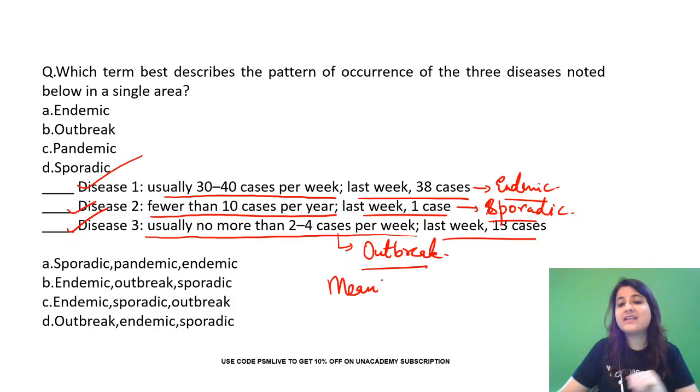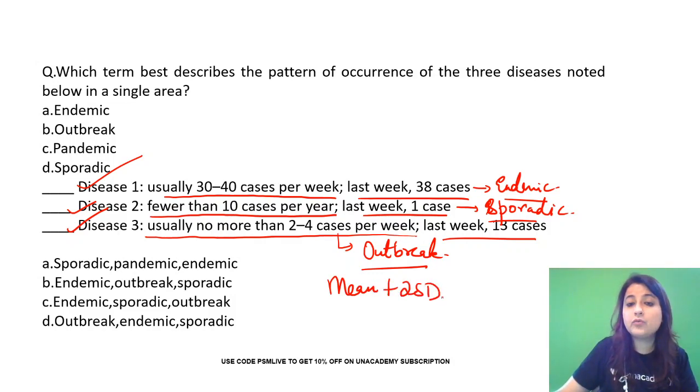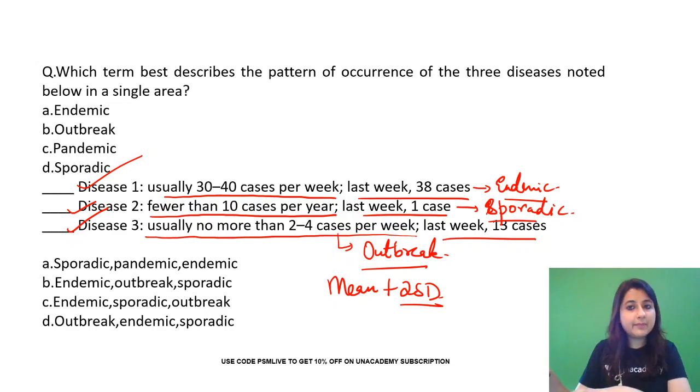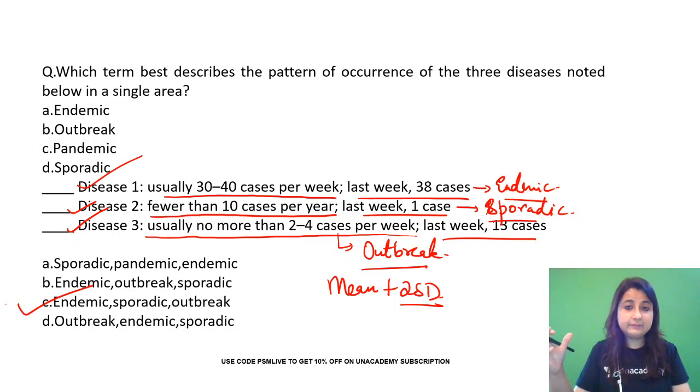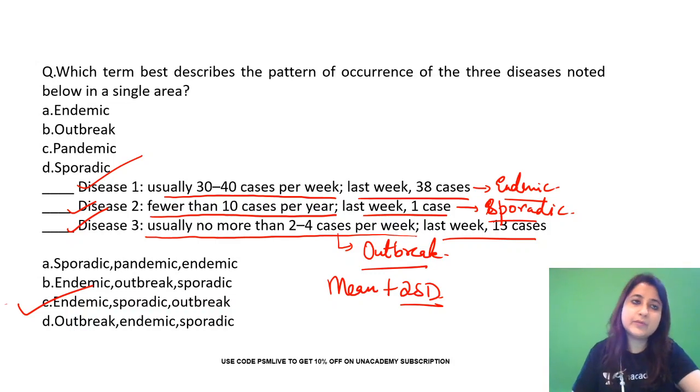Usually 2 to 4 cases, but this time it is in excess of more than 2 standard deviations. So mean plus 2SD. Isn't it? The number of cases has become double, right? So this becomes an example of outbreak. So here, endemic, sporadic and outbreak. What is pandemic? It's a worldwide distribution.